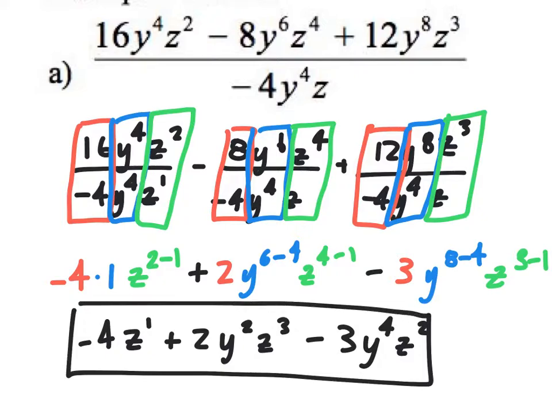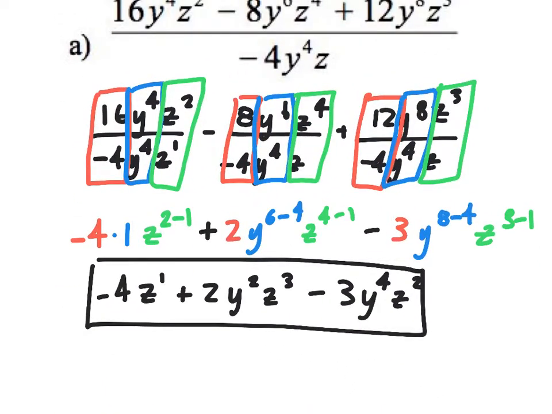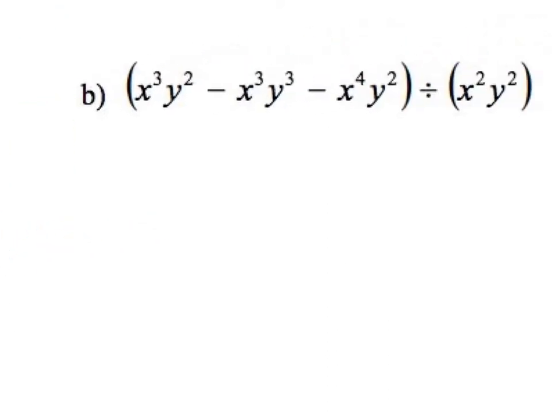Now what we could do is check this. If we were to take this resulting polynomial and multiply it by our divisor, we should get our numerator that we had. Okay, so you can always check. All right, we don't have enough time in that video to do that. So let's take a look at this one.